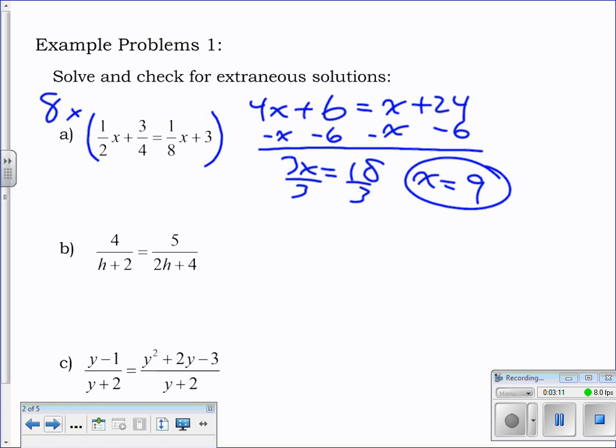Now, I do need to take my answer and make sure I don't have any problems, and I don't, because I don't have any variables in any of my denominators, so I don't have to worry about extraneous solutions on this one. 9 works just fine. But that's your first step. Get rid of the fractions.